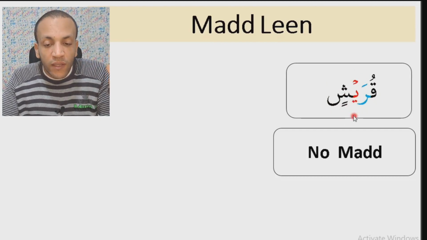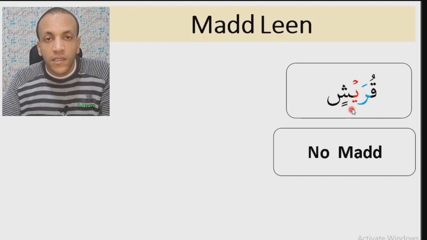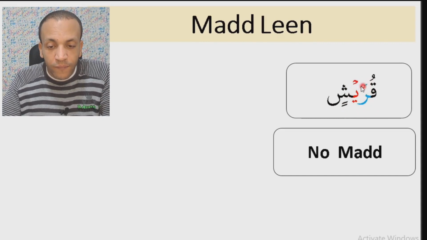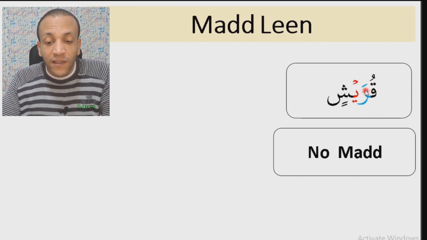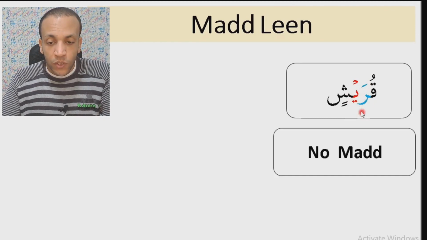No, my friend. Why no? This here is not a letter of Madd. This here is a letter of Leen. So the letter Ya is preceded with the vowel Fatha. Look here, Fatha. The letter Ya to be letter of Madd must be preceded with Kasra. Okay? So the letter Ya here is called letter of Leen.